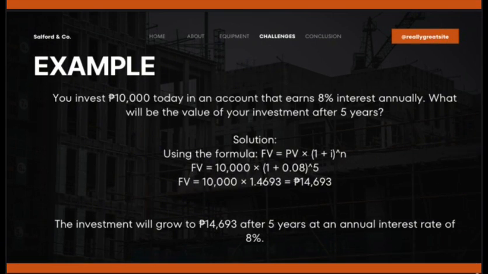For example, you invest 10,000 today in an account that earns 8% interest annually. What will be the value of your investment after 5 years? Using the formula for FV, or future value, 10,000 times (1 plus 0.08) to the power of 5, which is 10,000 times 1.4693, equals 14,693. Therefore, the investment will grow to 14,693 after 5 years at an annual interest rate of 8%.